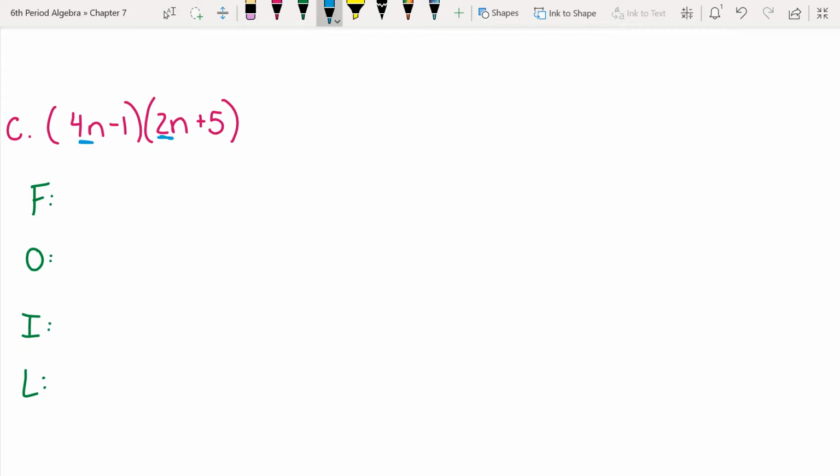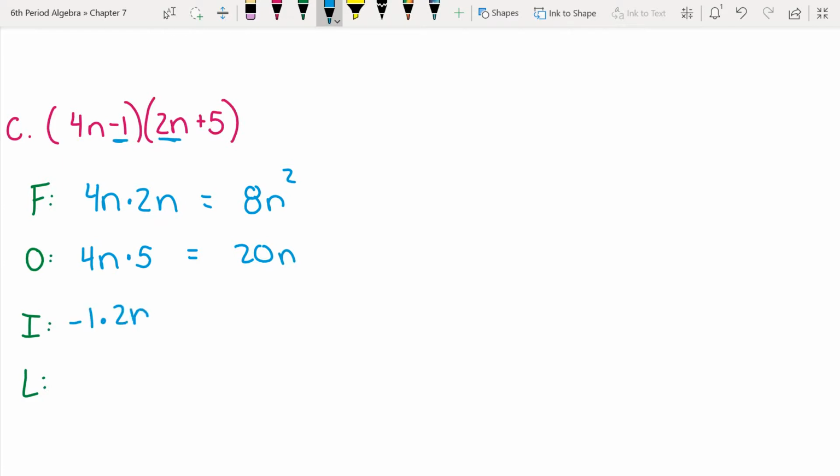First terms means first within each set of parentheses. So 4n times 2n, you should have gotten 8n squared. Outer terms means the outermost, so that's 4n and 5. So you do 4n times a positive 5, which is 20n. Inner terms are literally the innermost terms stuck in between. This is -1 and 2n. That gives you -2n. And your last terms means the last within each set of parentheses. -1 times a positive 5 gives you -5.